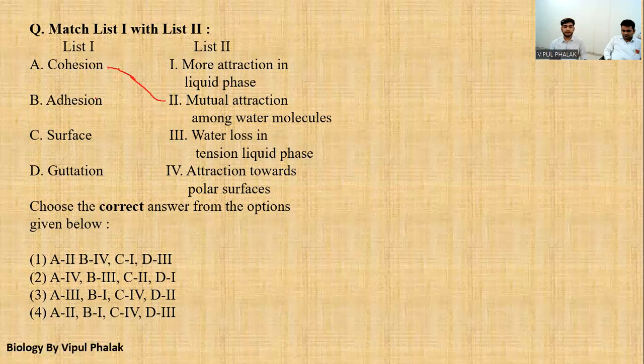Adhesion means the attraction towards polar surfaces or opposite charges. So this goes here: surface has more attraction in liquid phase. So we'll match these two first. And guttation is the process where water is lost in the liquid phase. So now we got 2, 4, 1, and 3. First is the correct option.